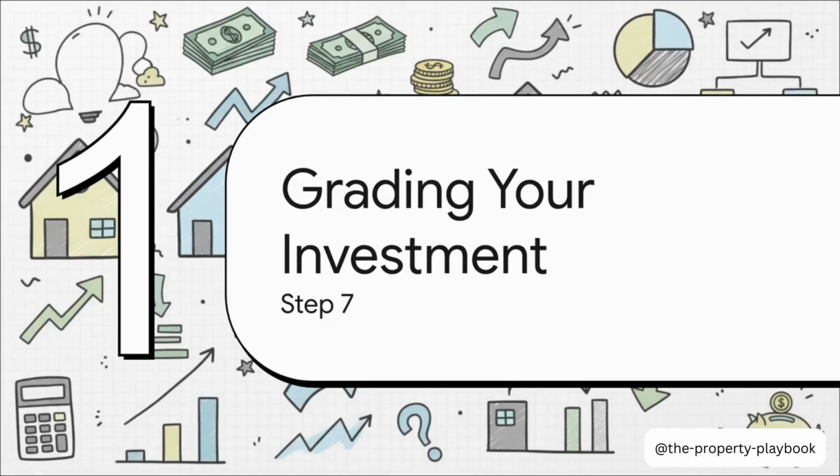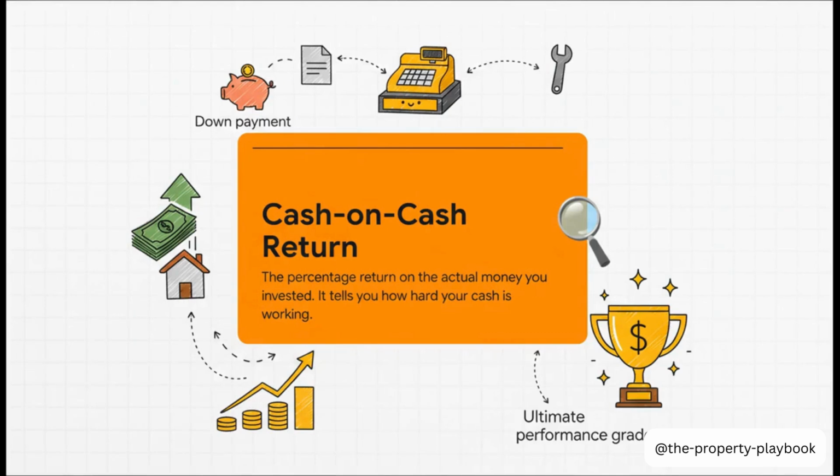Okay, a positive cash flow of $310 a month is great news for sure, but is it a good return on our money? Step 7 is the final exam. It's the metric that grades your deal and tells you exactly how hard your cash is working for you. We do this by calculating the cash-on-cash return. And this metric is just beautiful because it is so direct. It compares the annual cash you get back to the total cash you actually put in. Your down payment, your closing costs, any repairs you did up front. It is the ultimate report card for your investment.